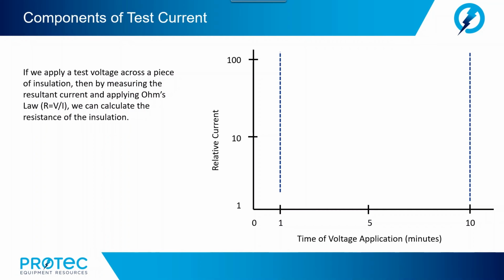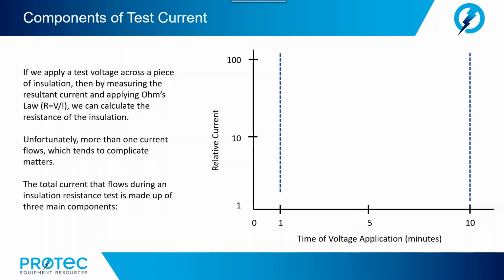All right, let's move on and talk about the components of the test current. Now, if we apply a test voltage across a piece of insulation, then by measuring the resulting current and applying Ohm's law, which simply states resistance equals voltage divided by current, we can calculate the insulation resistance, or the resistance of the insulation. Unfortunately, more than one current flows, which tends to complicate matters.